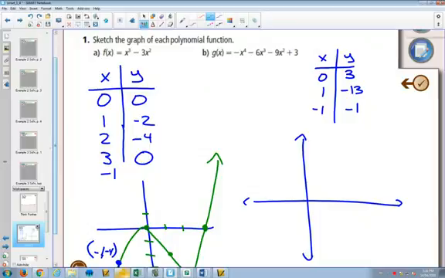So now if we plug these points in, 0, 3, 1, -13 would be way down there. -1, -1 would be there. What do I know? This is supposed to act like a negative parabola. So that's how my end behavior is supposed to go. I've only got 3 points there. I might want to do a couple more. Maybe we try 2 and -2 just to see what's going to happen.